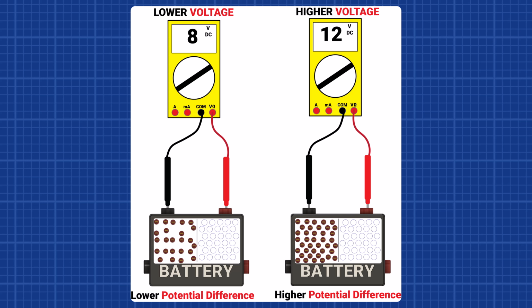This comparison demonstrates how potential difference, or voltage, changes with the concentration of electrons at the negative terminal. A higher concentration of electrons creates a stronger push, resulting in higher voltage. This principle is key to understanding how batteries store and deliver energy.